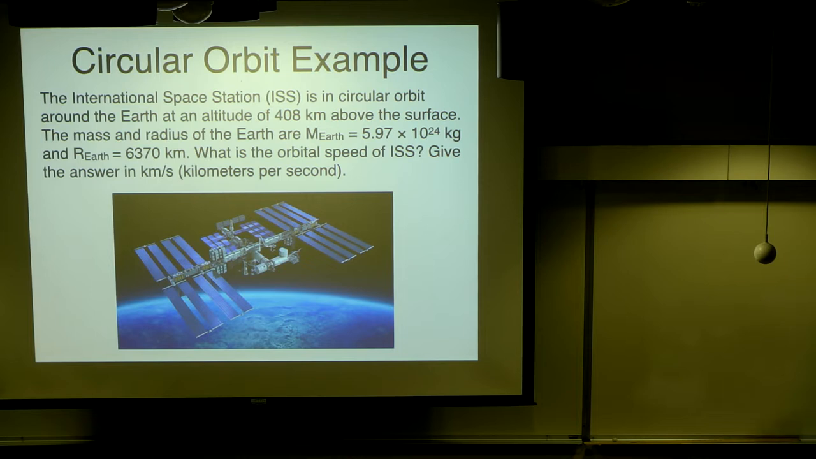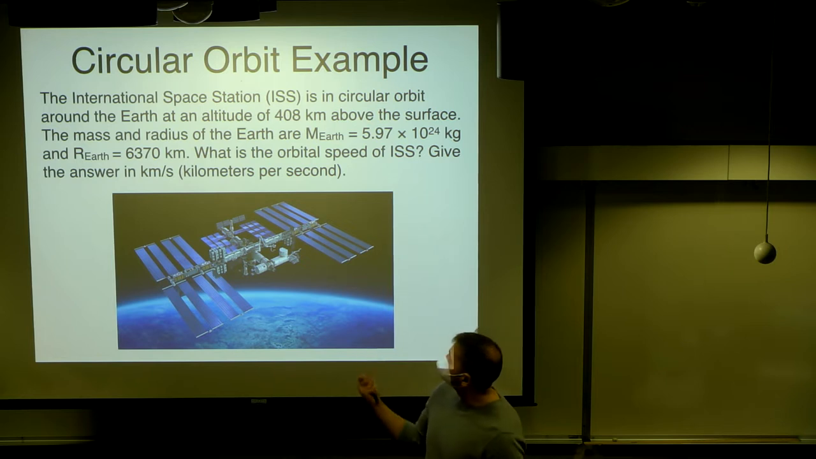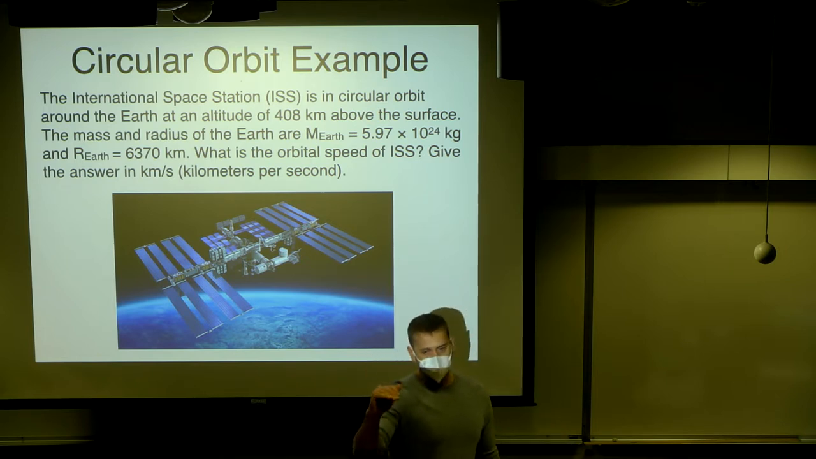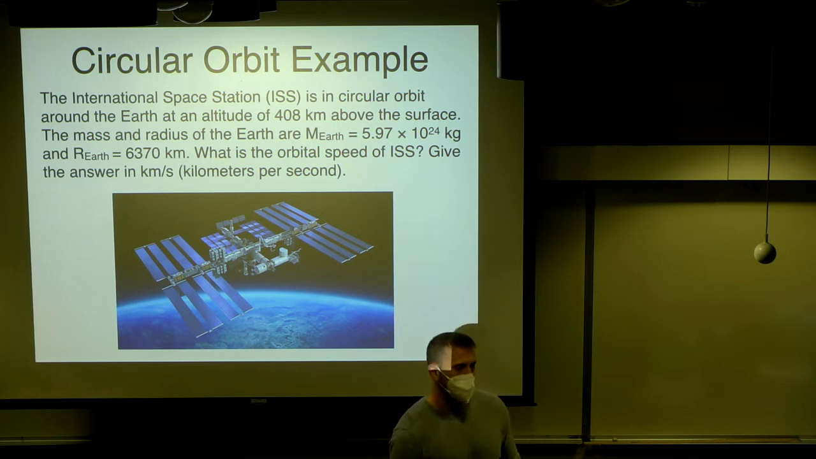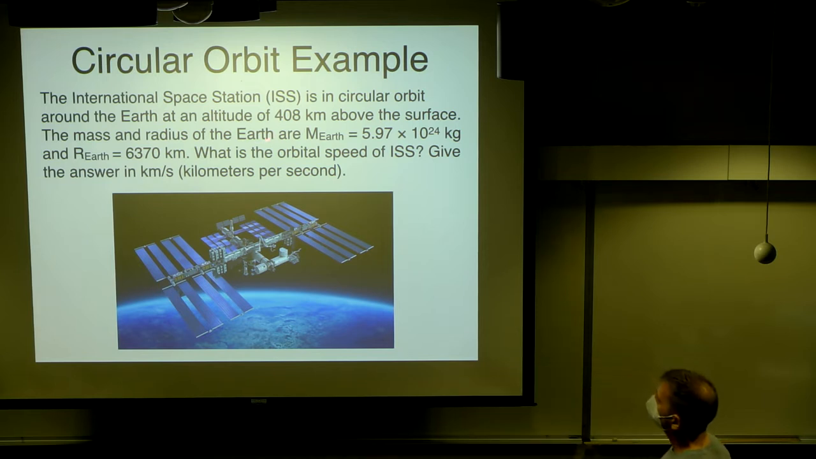Okay, so we're gonna do our first example of a circular orbit. So we're gonna make some calculations about this particular circular orbit. The International Space Station, ISS, is in circular orbit around the Earth at an altitude of 408 kilometers. That means the International Space Station is 408 kilometers off of the ground, off the surface of the Earth. So it's actually not really that high up, right? It's in what we call low Earth orbit, all right? And the mass and the radius of the Earth, I'll give you those right here. We need to know these numbers to do the calculation. The mass is 5.97 times 10 to the 24 kilograms. Radius is 6,370 kilometers.